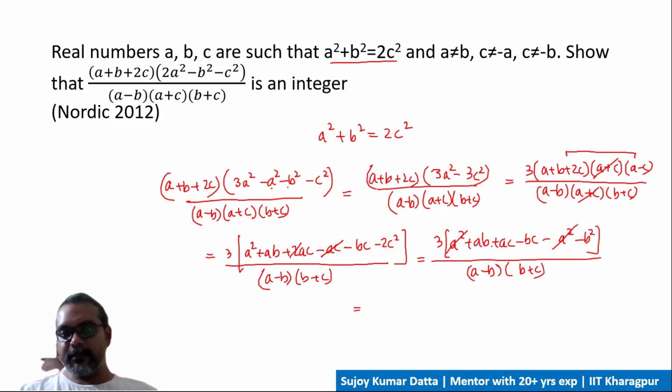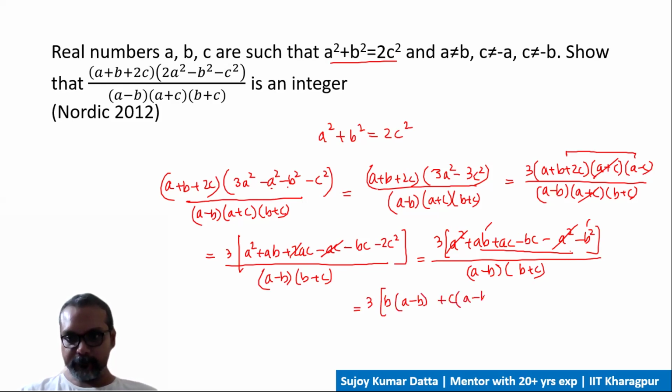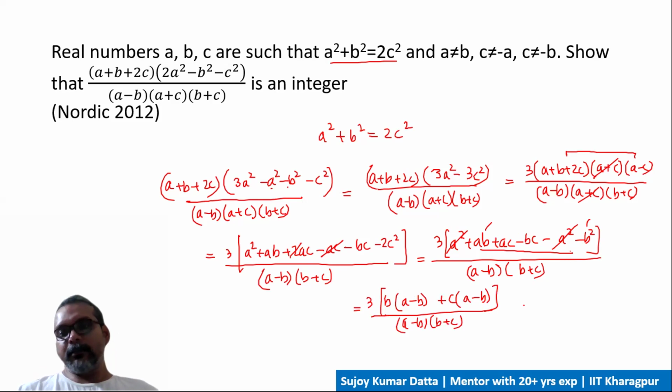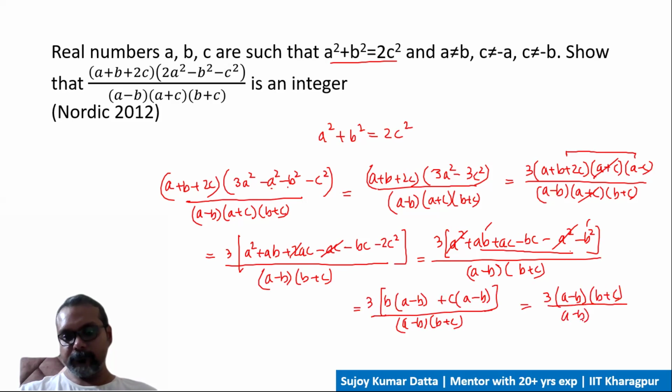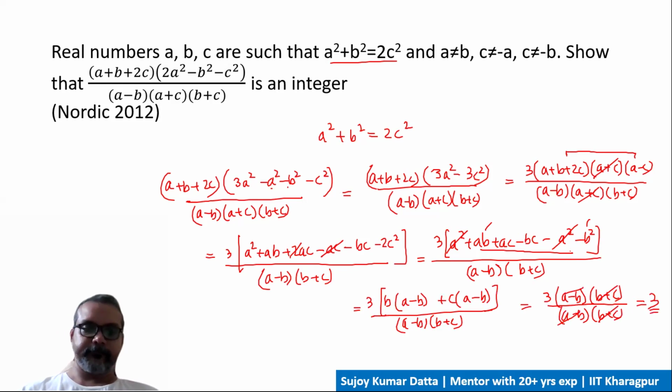So now after this, from here on top, you can take out b common from the first and the last term. C is outside. And c common from the middle too. Finally, we end up with which is an integer. Okay, let's go to the next one.